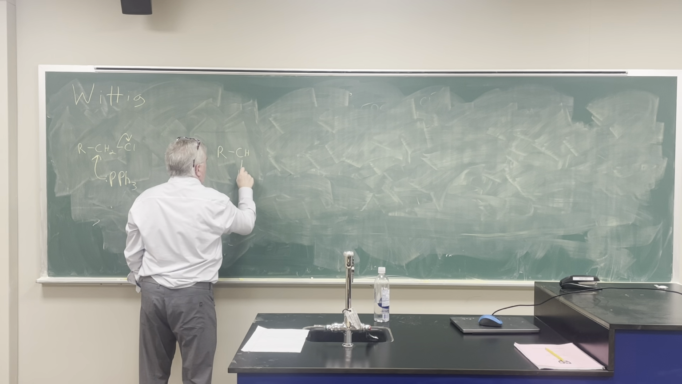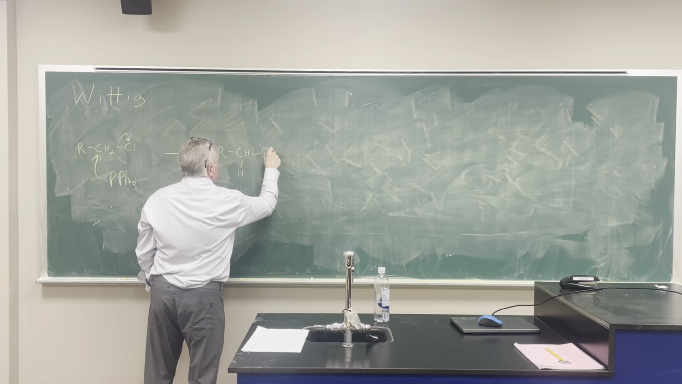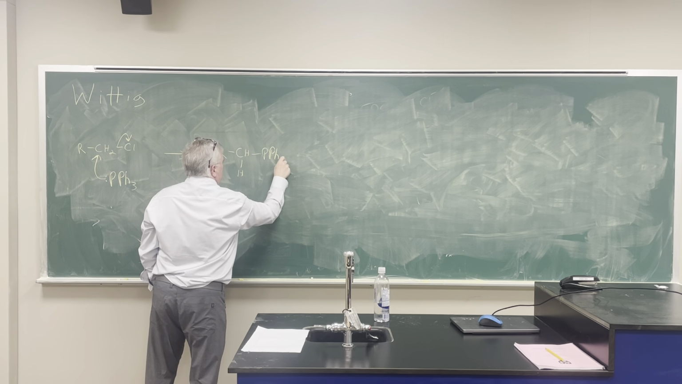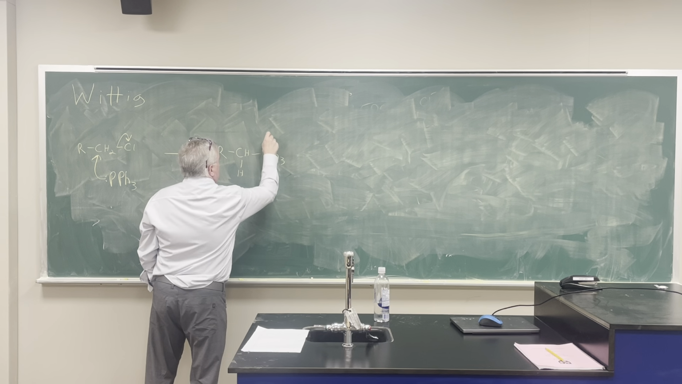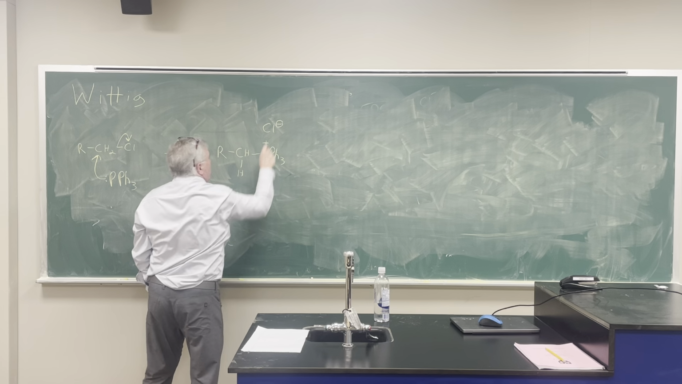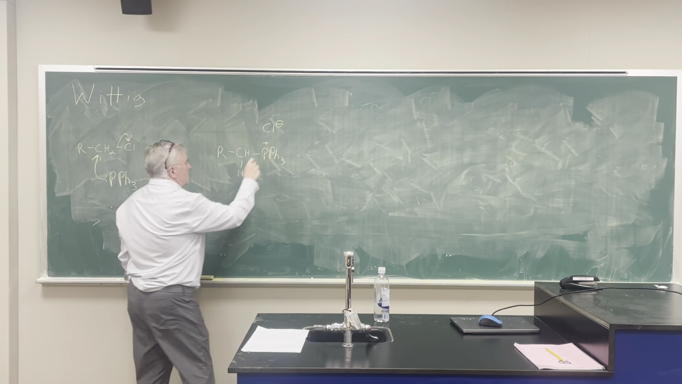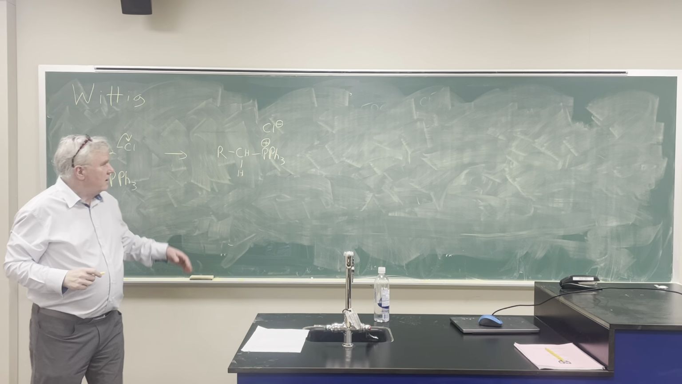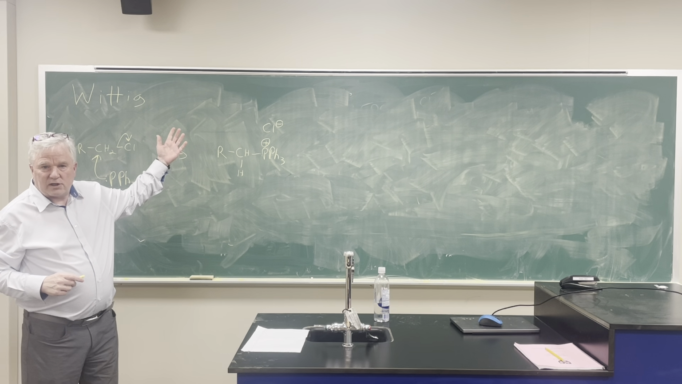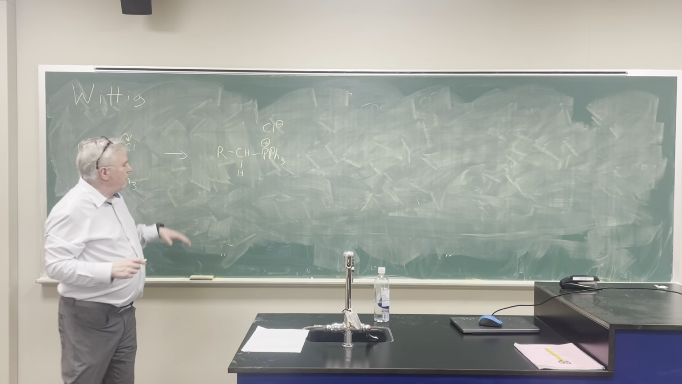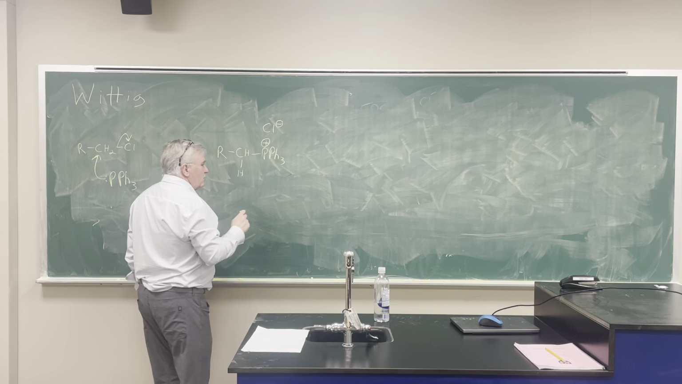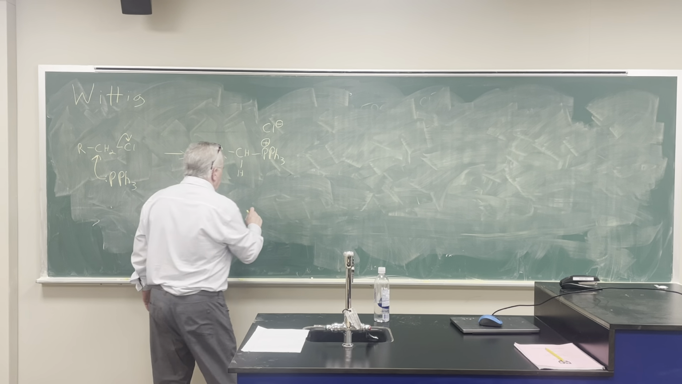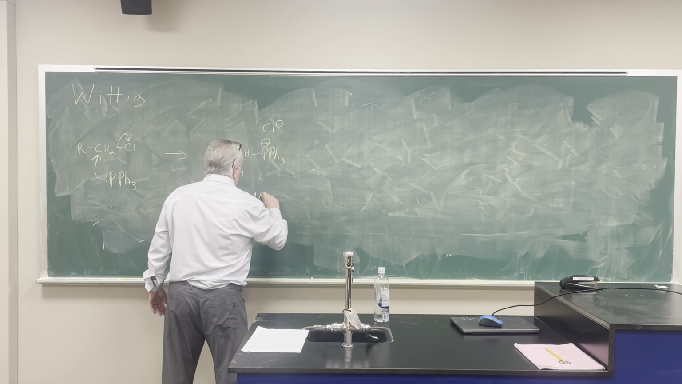I'm going to put one of my hydrogens down. We actually make a salt, okay? We have a positive charge on the phosphorus. Chloride has come off as chloride. It's a salt. Then the next step of the reaction, we use a strong base, and we might use something like sodium amide.